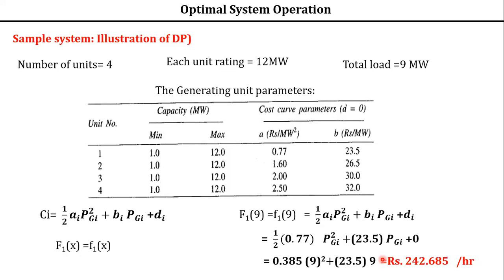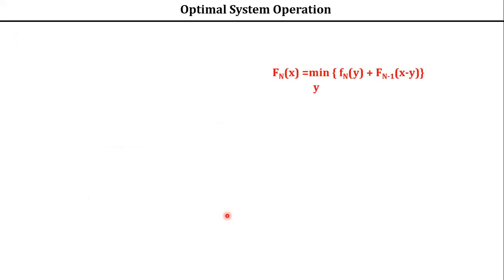Fine. So now let us take when two units are operating. We have taken only one unit so far. Now let us take two units. Understood? So we combine them using the recursive relation from dynamic programming, which I have given.